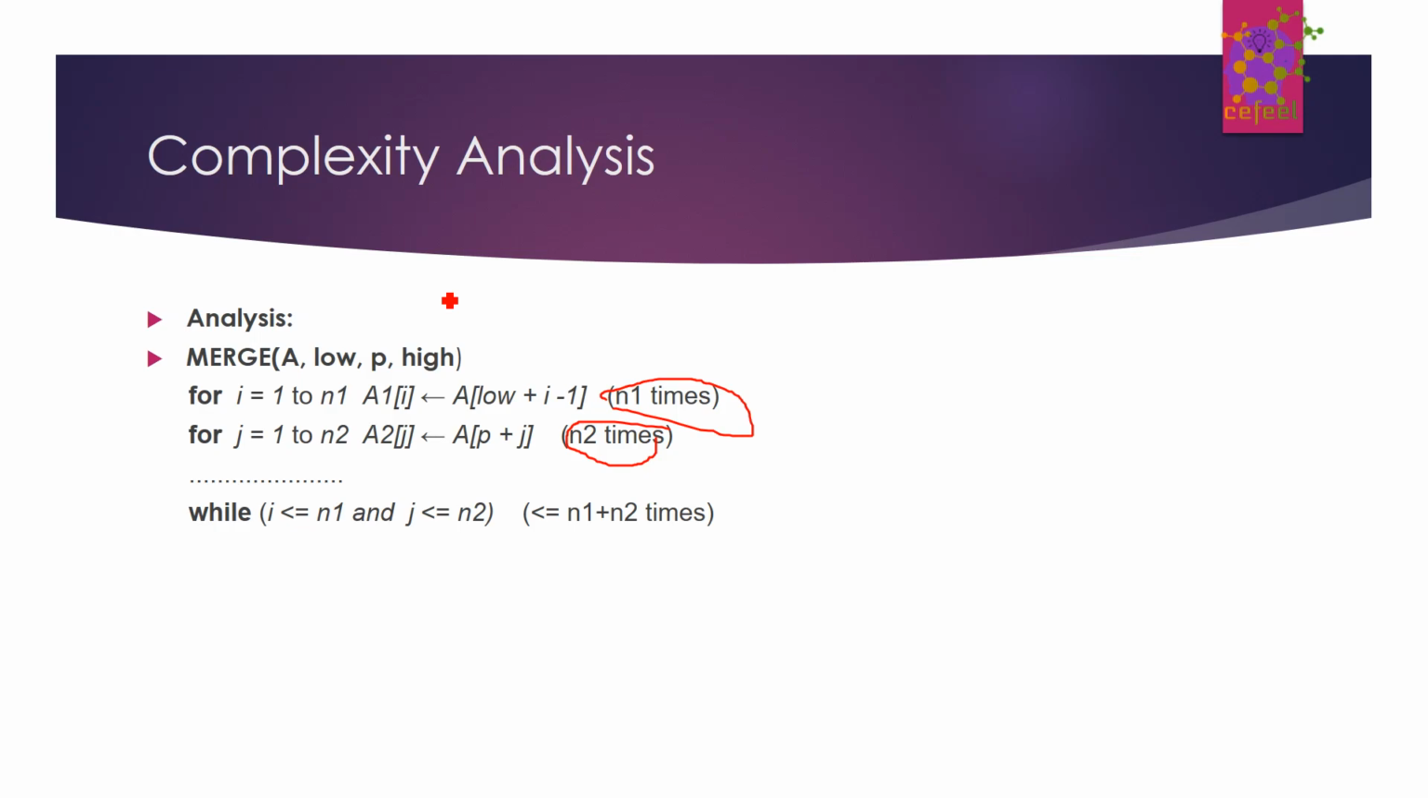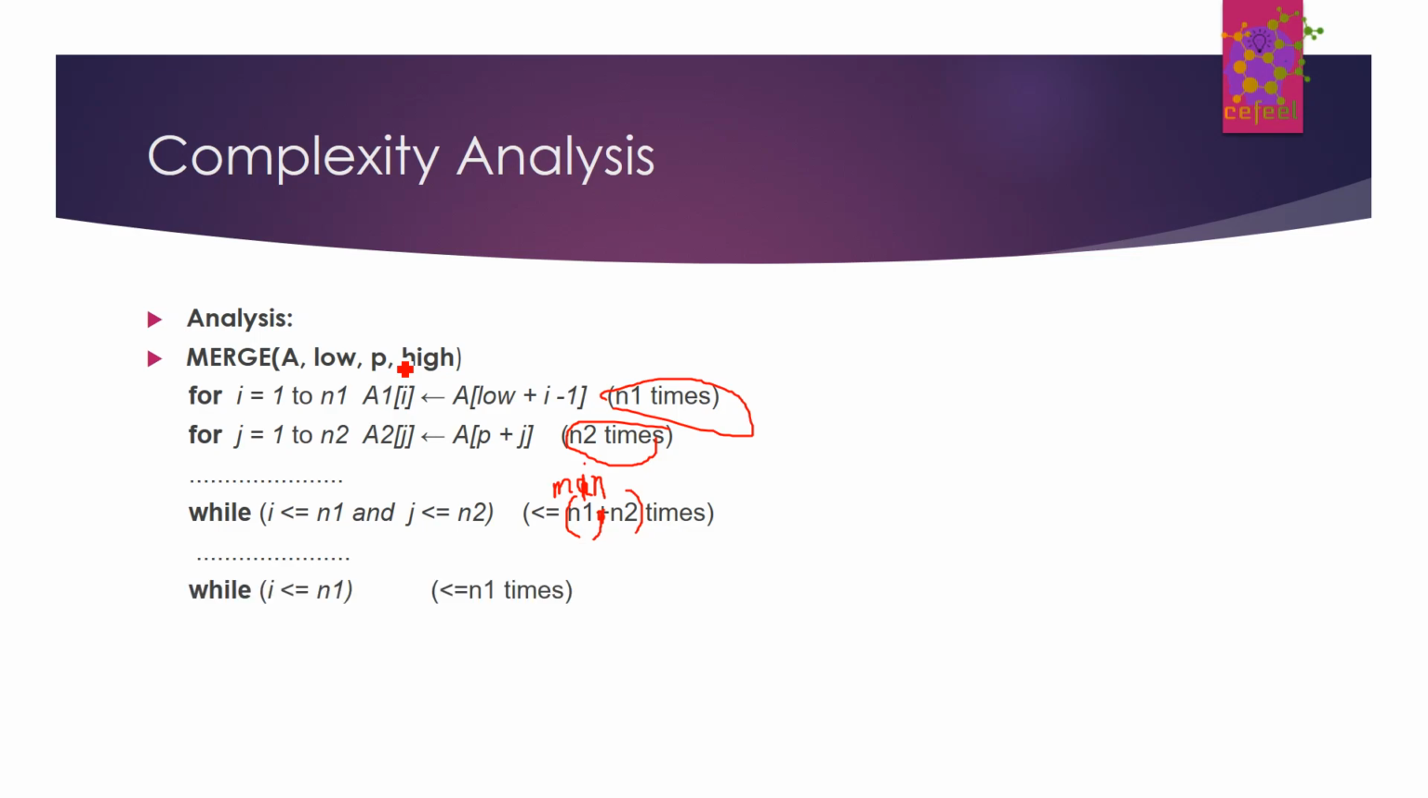And then there were some assignment steps, and then we had a while loop which ran while i is less than n1 and j is less than n2. It's not n1 plus n2, but it will run the minimum of n1 and n2, whichever was smaller. So it runs that many times, the first while loop, where we compare the head of both the arrays, and then we copy the smaller element.